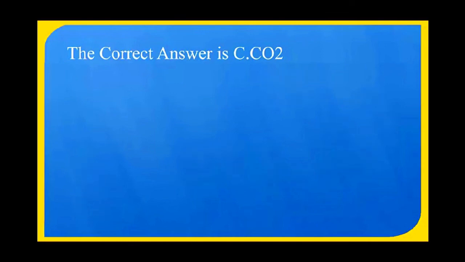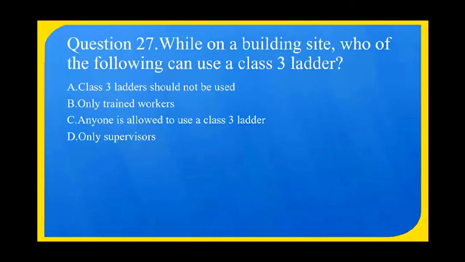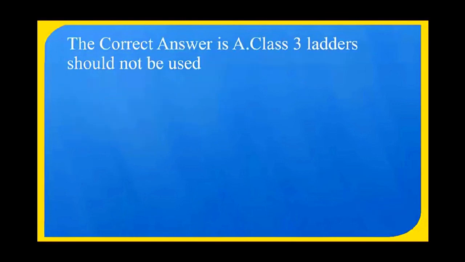Question 27. While on a building site, who of the following can use a Class 3 ladder? A. Class 3 ladders should not be used. B. Only trained workers. C. Anyone is allowed to use a Class 3 ladder. D. Only supervisors. The correct answer is A. Class 3 ladders should not be used.